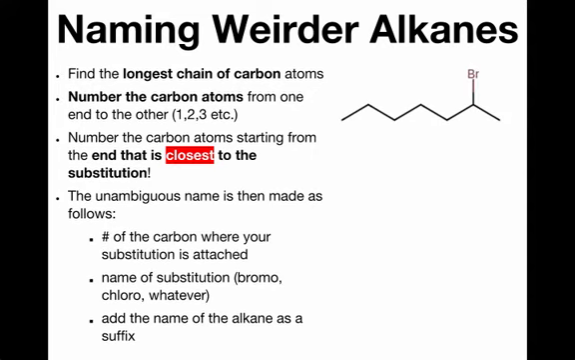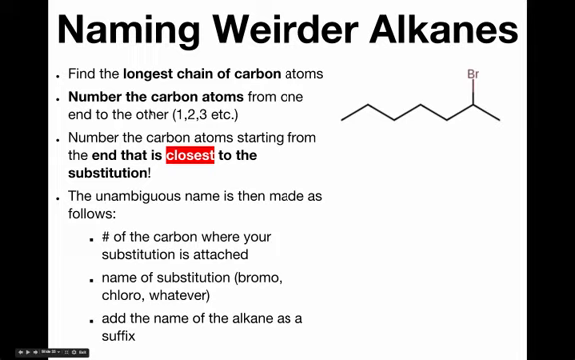Here's a different example. You can pause at any point to try to work this out on your own. I will go through this in a moment. Again, here are the rules over here. And so again, I believe this chain of carbons is 7 carbons long. So it's a heptane. 1, 2, 3, 4, 5, 6, 7, yep, heptane.